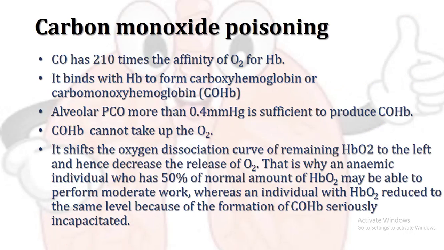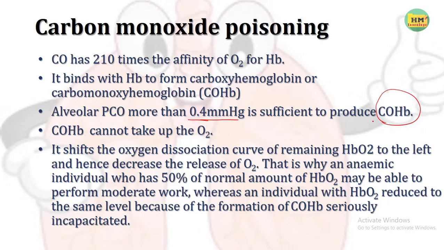Now we look at the carbon monoxide poisoning. Carbon monoxide has 210 times more affinity for the hemoglobin than the oxygen. So it has a very great affinity for the hemoglobin. Because of this very high affinity of the carbon monoxide for the hemoglobin, just an alveolar PCO of 0.4 mmHg is sufficient to produce the carboxyhemoglobin.